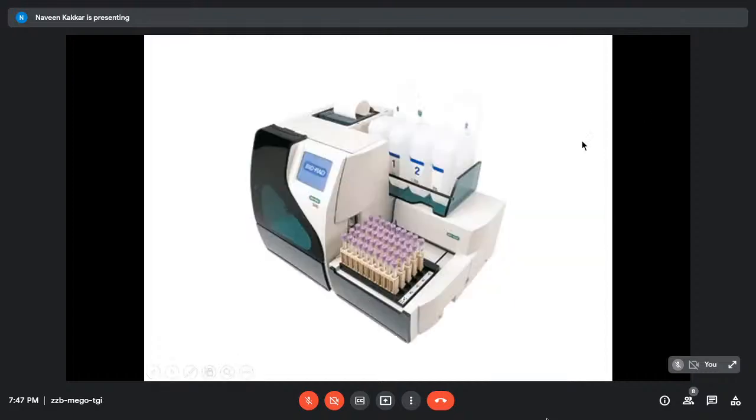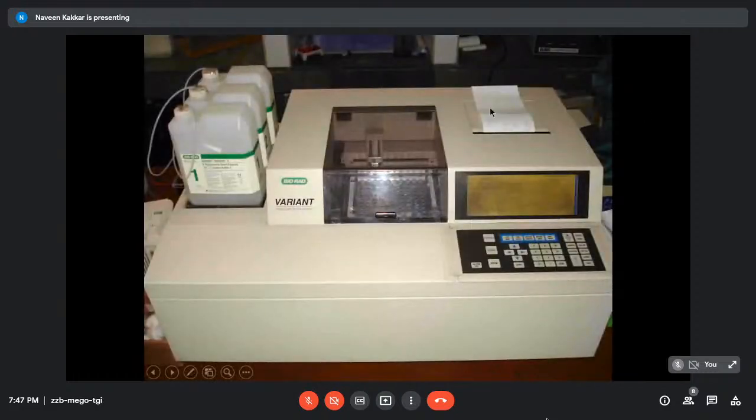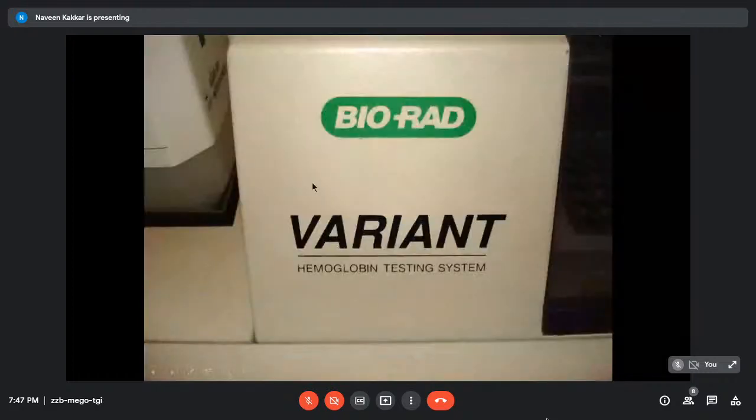That's a Biorad D10 instrument, the smaller one. And this is the Variant 1, on which I have done quite a lot of work earlier. Variant 1 is not in use anymore in most labs. You will find Variant 2, but the basic principles are the same, so I'll just take you through this instrument. Biorad is a company with a Variant hemoglobin testing system. They are the most well-known company for hemoglobin testing systems, although there are others also now in the market. It doesn't matter which one, they do the same work.